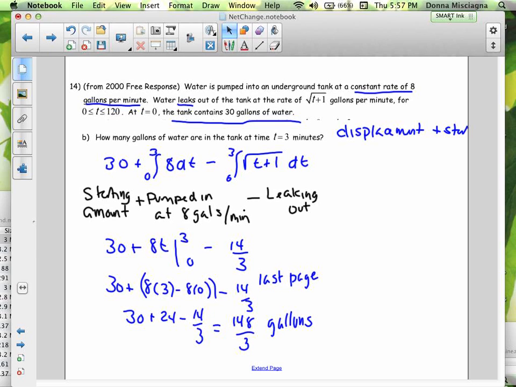All right, so really take your time to think about these questions when you see them on the AP test, and think about how they were solved here. Okay.